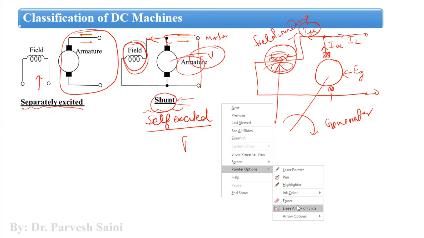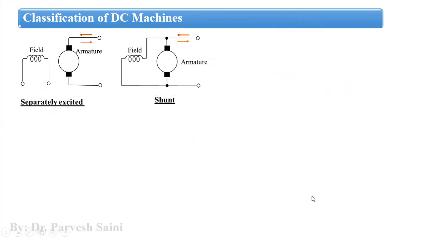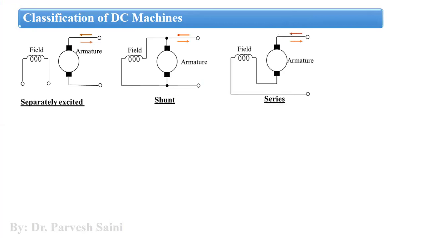Then another example of a self-excited DC machine is the series wound DC machine. Now here you can see that this armature and this field are in series with one another. So armature and field are in series, right? That is why it is a series wound self-excited DC machine.